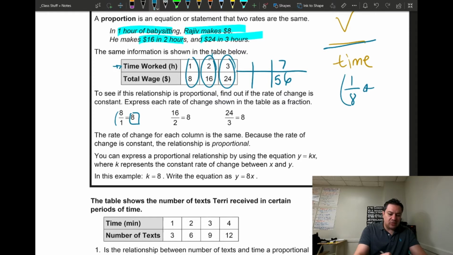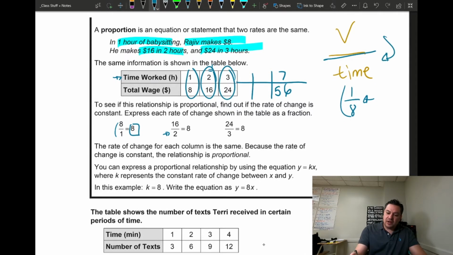And then the second one, you have 16 divided by 2. Remember, every time the hours go on the bottom, and that's what I was telling you over here. That's why they flipped them, right? So the table doesn't necessarily have anything to do with the X or Y, anything like that. Just remember that any unit of time is going to go on the bottom when you put it in a fraction. So 16 divided by 2 is also 8, and 24 divided by 3 is 8 as well.